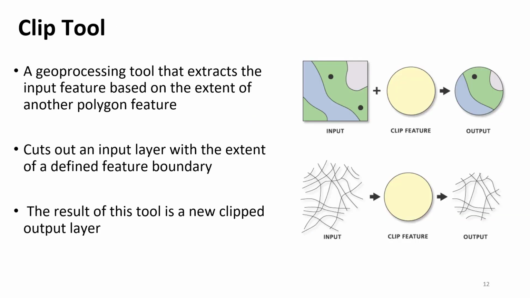Another very commonly used GIS tool is Clip. For this tool, you need 2 input files, an input and a clip feature. The tool will extract the input feature based on the extent of the clip feature. As the figure shows, the clip creates a new layer that is only within the extent of the defined clip feature boundary. Now there are various different clip tools with slightly different names in different GIS software. Some of these clip vector data, while others clip raster data.